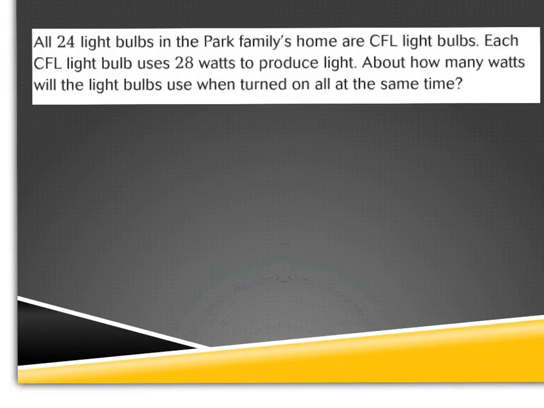Let's do another one together. All 24 light bulbs in the Park family's home are CFL light bulbs. Each CFL light bulb uses 28 watts to produce light. About how many watts will the light bulbs use when turned on at the same time? Again, I see that word about, which tells me I'm going to estimate. And I need to find how many watts the light bulbs use when they're turned on at the same time. So I look back in my problem to see how many watts those light bulbs used.